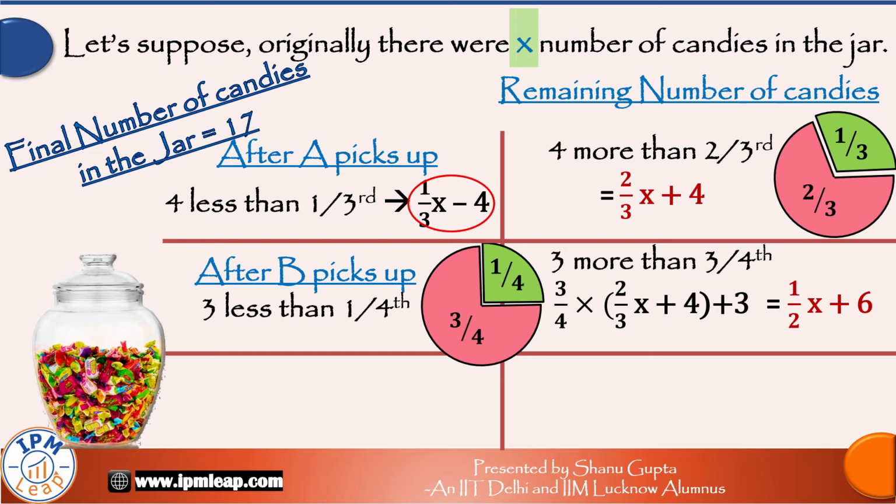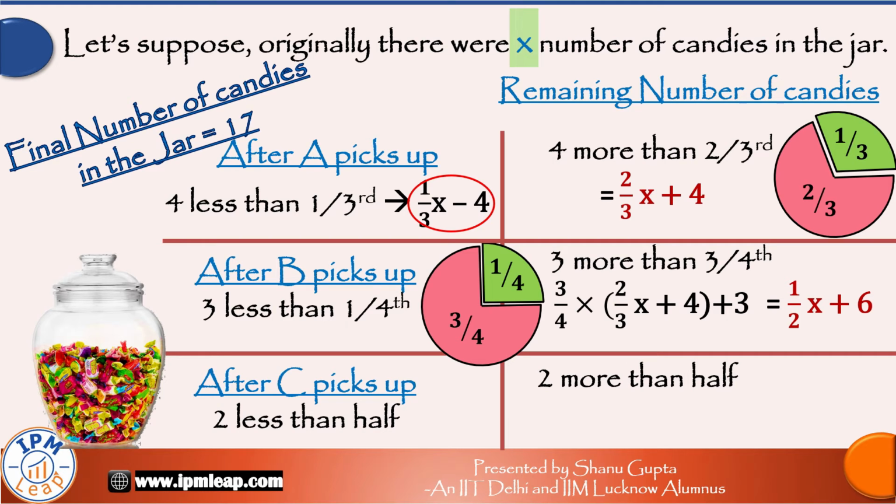Just one more step. We need to know the candies in the jar after C picks up his share. And C picks up 2 less than half. So remaining would be 2 more than half of this number. Half of this number plus 2 is equal to 1 by 4x plus 5. Trust me guys, getting this final remaining number of candies in terms of X is the most difficult and tiring part of this question. It's given in the question that this number is equal to 17.